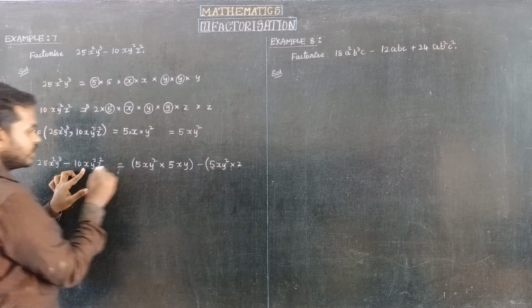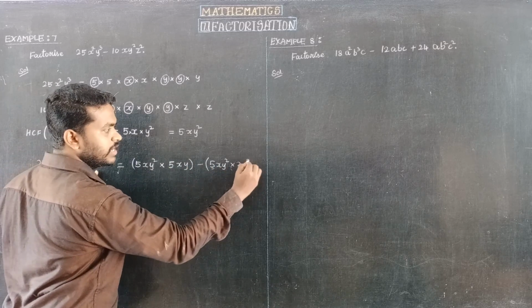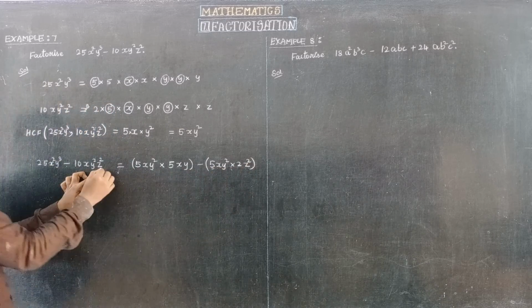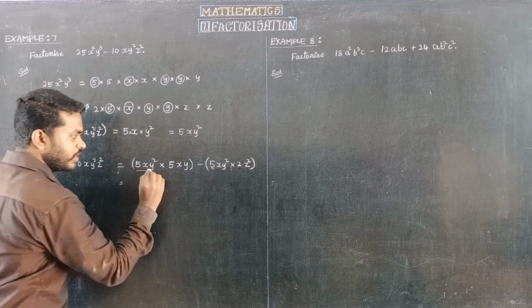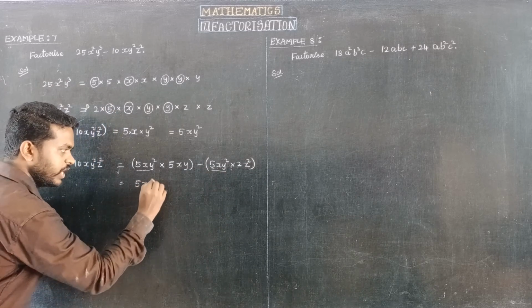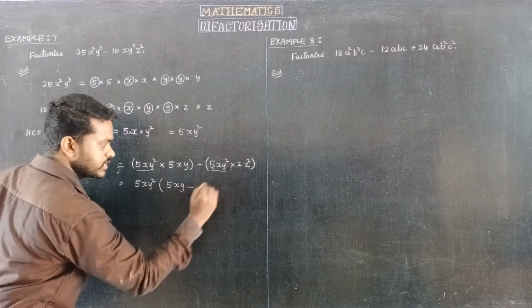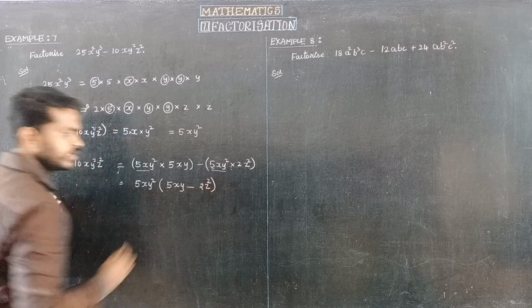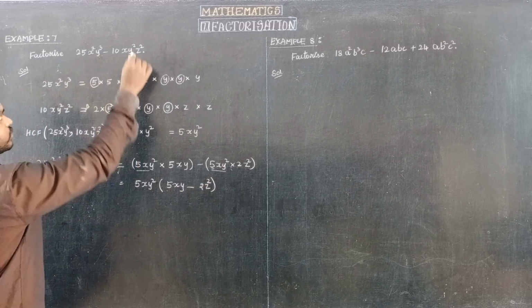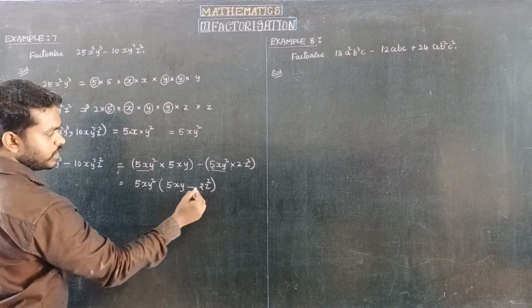So x remains, and y squared and y squared cancel. Z squared will be multiplied, so 5 twos are 10, 10xy squared z squared. Now the common factor taken out is 5xy squared, into the remaining terms: 5xy minus 2z squared. Therefore, the factors of 25x squared y cubed minus 10xy squared z squared are 5xy squared and 5xy minus 2z squared.